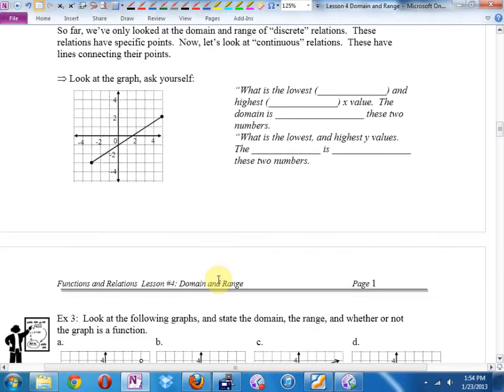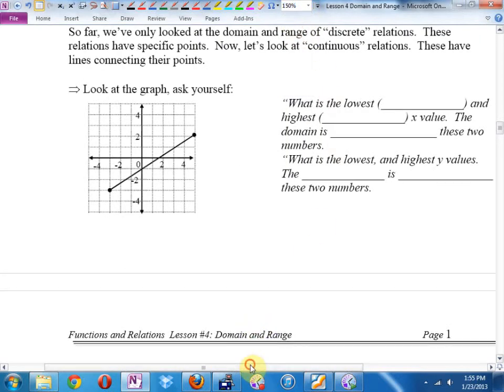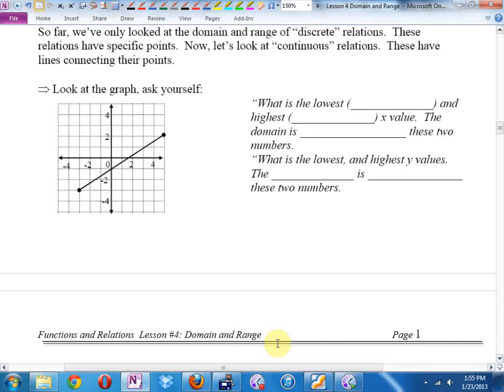So let's look at this graph here, this bottom page one. It says, ask yourself, what is the lowest and highest x value? Does this graph have arrows on it? Does it go forever? Okay. What they're really talking about is the leftmost x value. And the highest, I think what they're really talking about is the rightmost x value. The domain is between those two numbers.